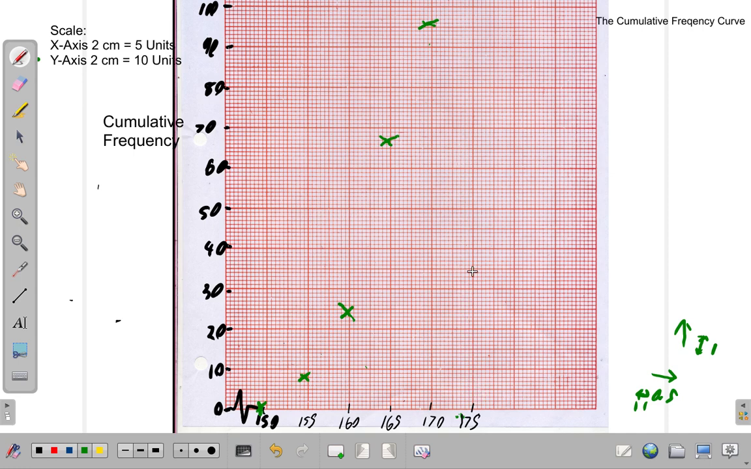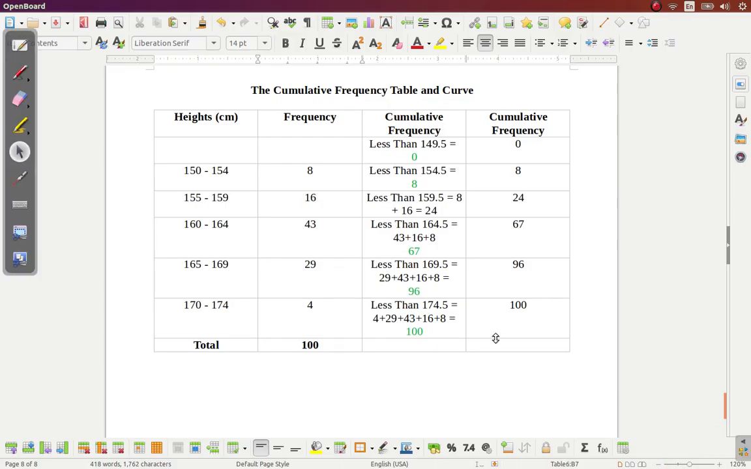Well, 174.5, 100, I should say. Just to the left. This line lines up with 100, and just to the left of 175. Let me just make sure everything is okay. 174.5, 100. Nice.